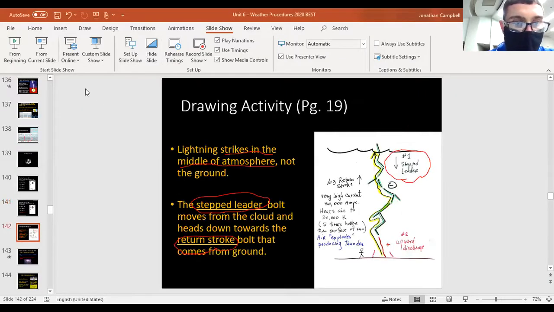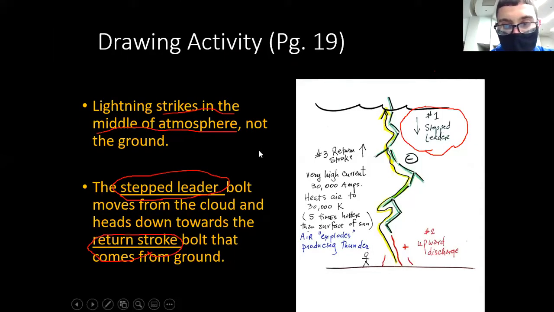Don't write this stuff down. I made better notes from it, but like I said, the step leader is the top bolt. The return stroke is the bottom bolt. A lot of us growing up believed that lightning just comes from the sky and strikes the ground. That is false. When you are struck by lightning, you are actually struck by your feet first before your head. There's a bolt coming out of the ground.